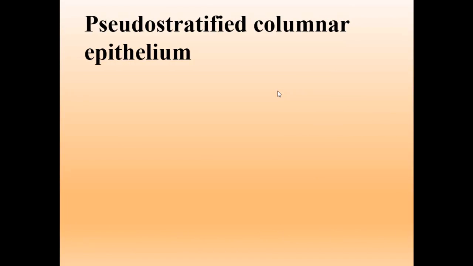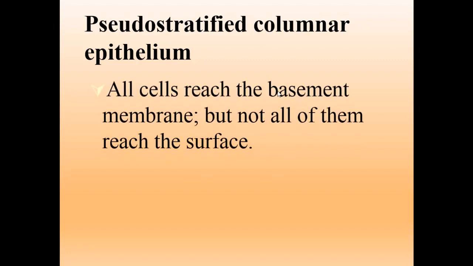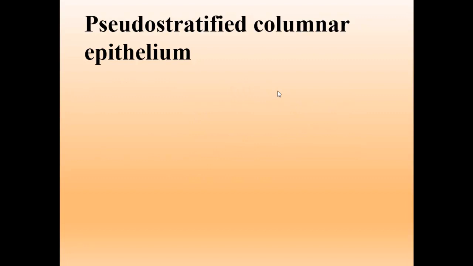The last type, the 8th type of epithelium we'll talk about, is pseudostratified columnar epithelium. Earlier on, if you remember, we said that it is called pseudostratified because it looks like stratified, but actually it is simple columnar, but it is not the same as simple columnar. It has differences from simple columnar. So it looks like simple columnar, it looks like stratified, it is something in between, so it is called pseudostratified columnar epithelium.